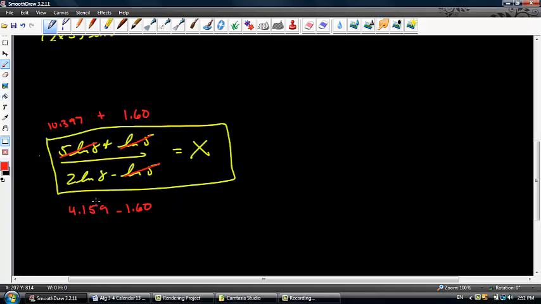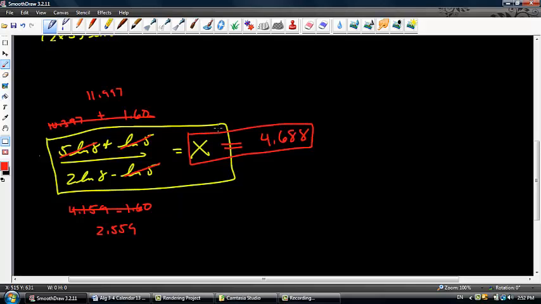10.397 plus 1.6 is equal to 11.997. And then 4.159 minus 1.6 is 2.559. Now I'm going to take 11.997 and divide it by my answer, and I should end up with, as my final answer, 4.688, about that. Now you're going to end up with a little bit of a rounding error depending on what type of calculator you have. The first time, I got 4.70, so I'm actually quite a bit off, but it's manageable. All right.